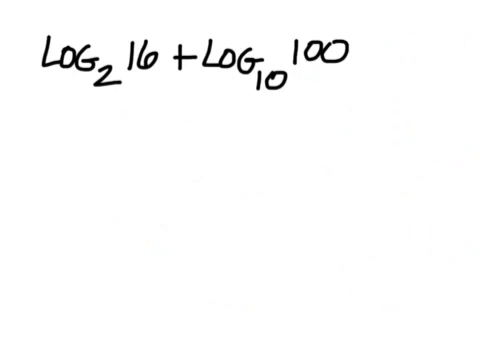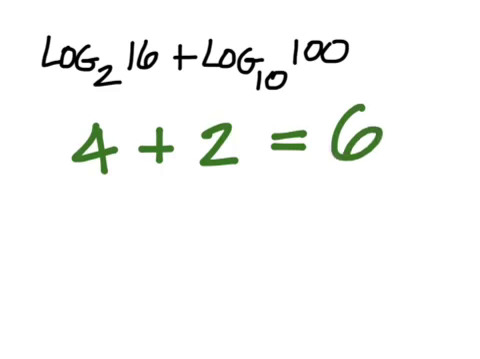In this problem, log base 2 of 16 plus log base 10 of 100. 2 to what power is 16? 2 to the 4th. And 10 to what power is 100? Second power. So the answer is 6. So that nasty looking expression there can be all boiled down to just 6.